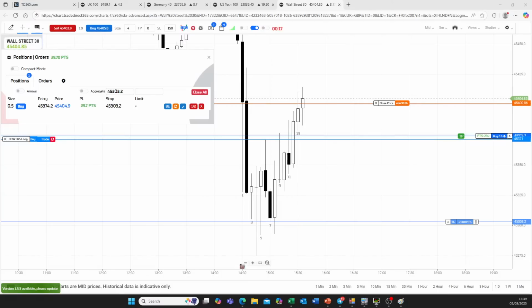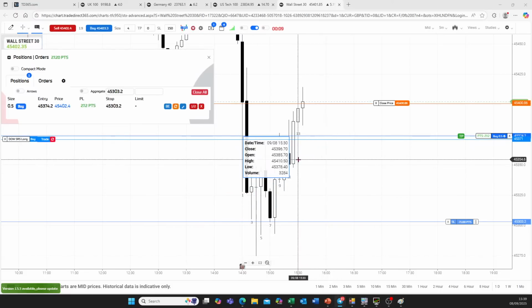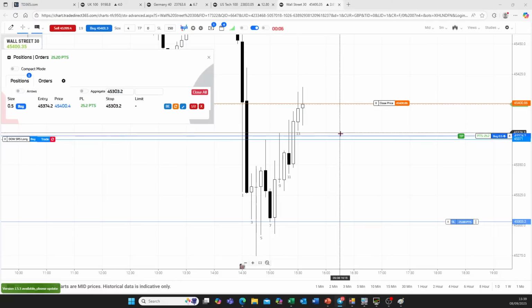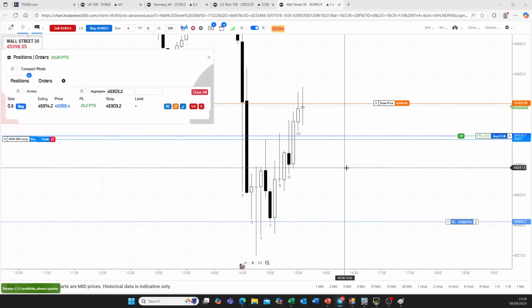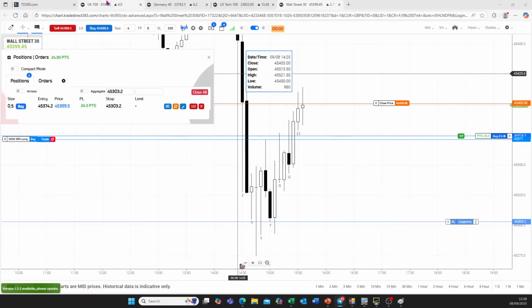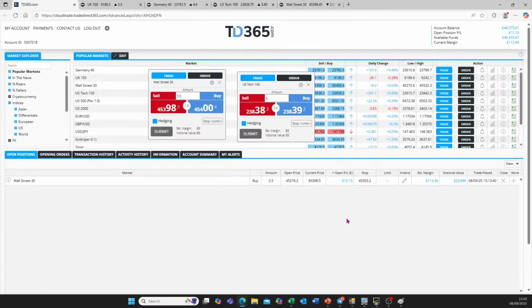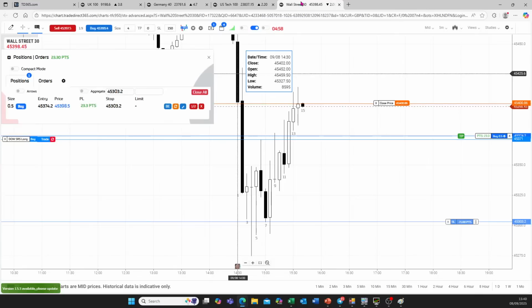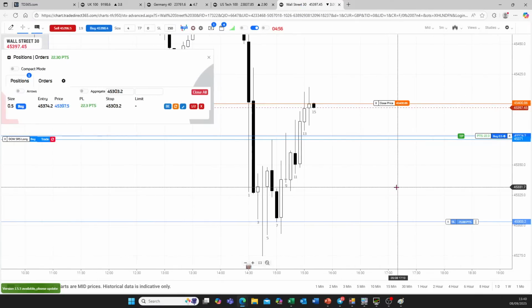Let me delete that anarchy in the UK post. It's kind of misleading to what we're trying to do here. I didn't get an opportunity to buy below prior bar low in the Dow. Not yet, at least.